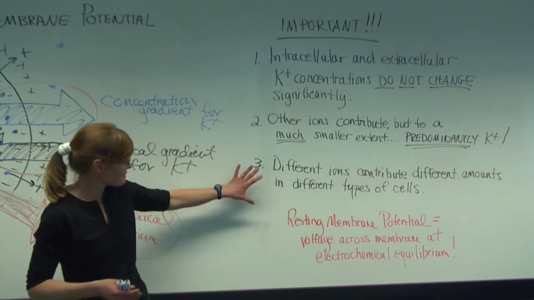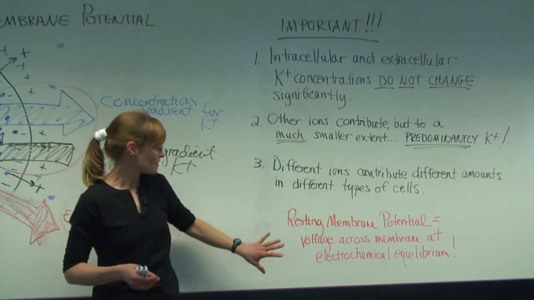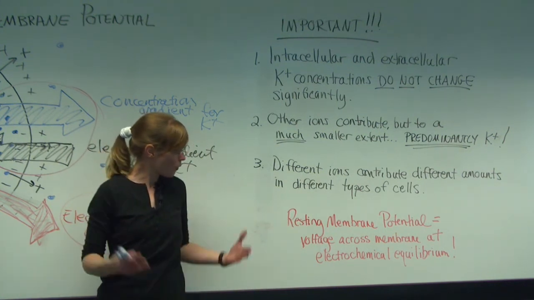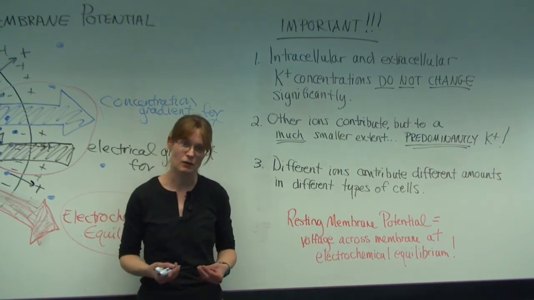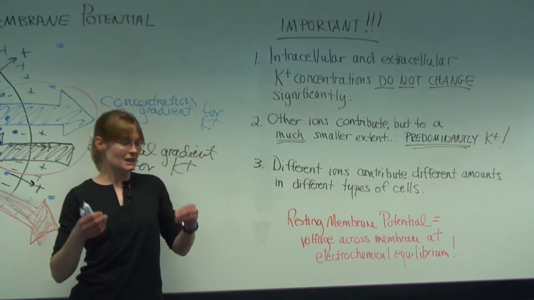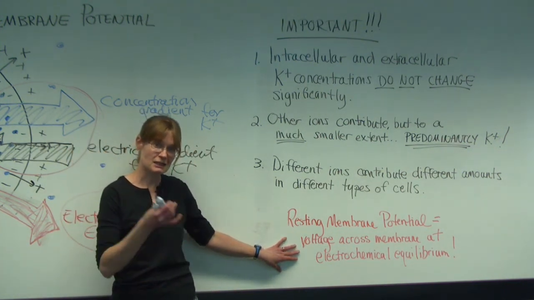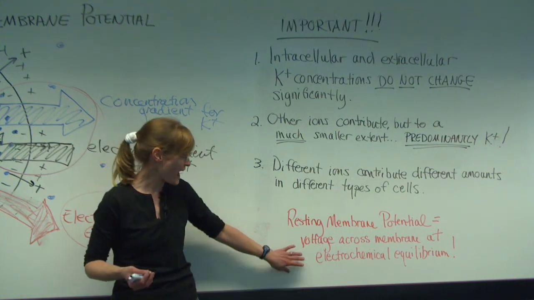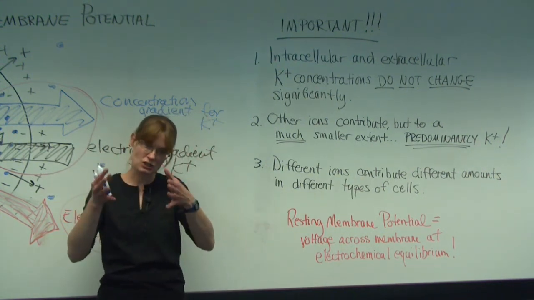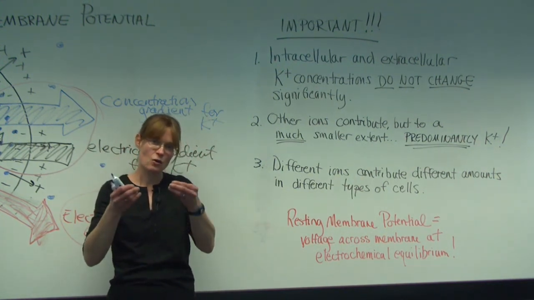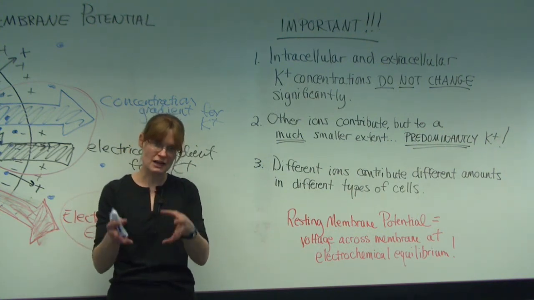But even though the specifics are different in muscles versus neurons or in different types of cells, the underlying mechanism for how that membrane potential develops is the same. Okay? In all cases, the membrane potential is the voltage across the membrane. It's the electrical gradient across the membrane at electrochemical equilibrium. It's that separation in charge that is there when the system reaches equilibrium and that electrical gradient stabilizes.